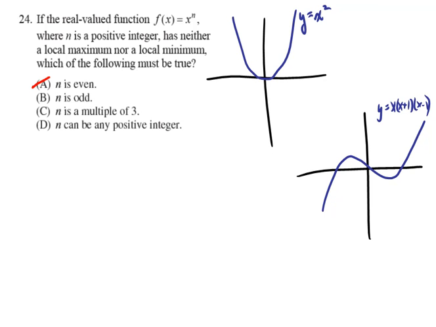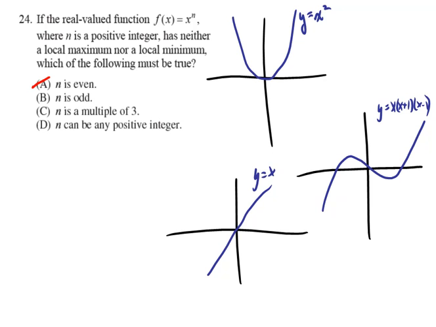So this doesn't mean that it has to be the case for every odd power as with the even powered ones. There are no even powered polynomials that do not have local min or max. There are some odd powered polynomials that do have local min and max, but there are also some that don't. The simplest example of which is y equals x. So it is possible to have an odd powered polynomial that does not have either local min or local max. So let's go on to C.